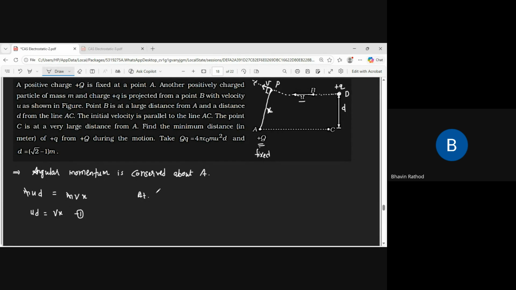At point D, we have some kinetic energy, which is half mu squared, and the potential energy at this point is going to be 0. Similarly, at point P, the kinetic energy is equal to half mv squared, and the potential energy is equal to kQq by x.